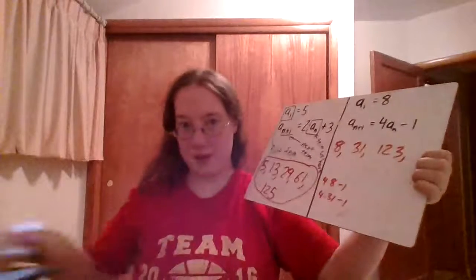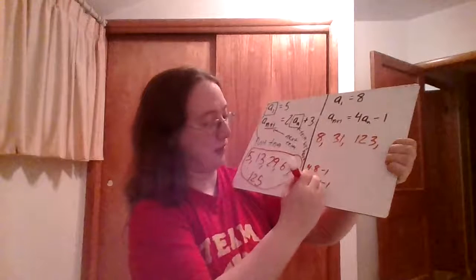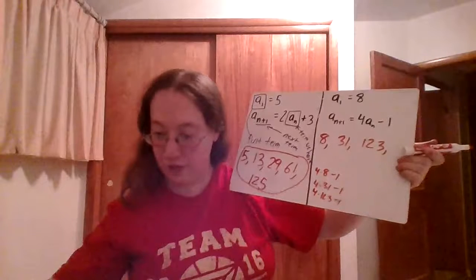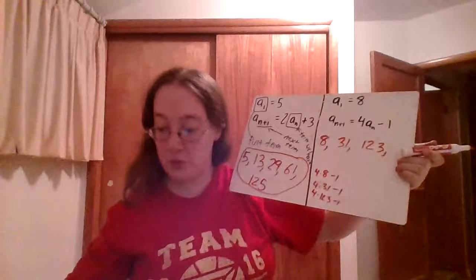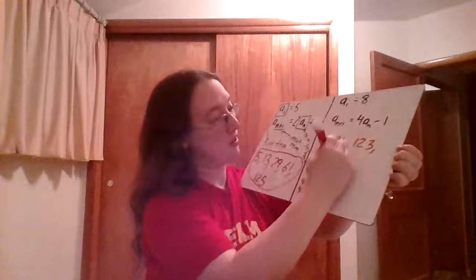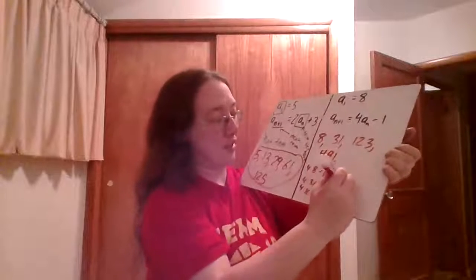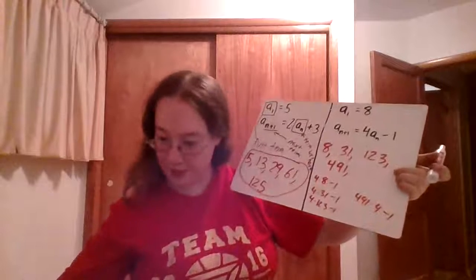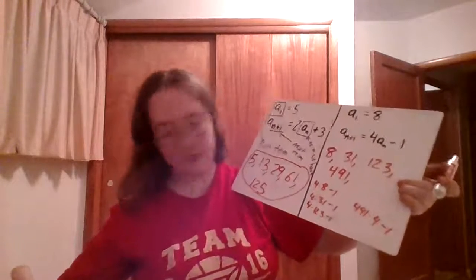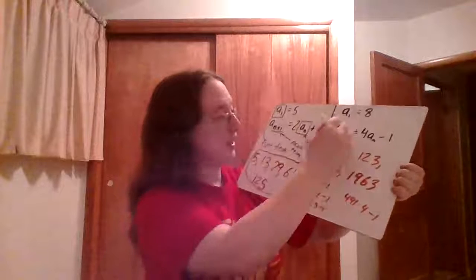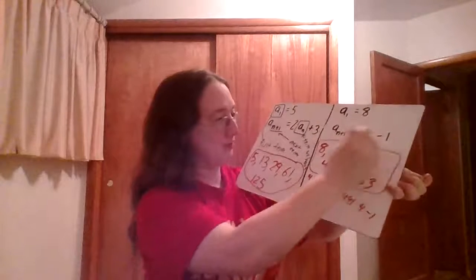And then we take 4 times 31, which is 124, minus 1 is 123. And this is where Miss P is going to grab her calculator. So now we're taking 4 times 123 minus 1. 4 times 123 is 492, minus 1 is 491. And then we take 491 times 4 minus 1. 491 times 4 is 1,964. Minus 1 gives us 1,963. Cool. So we got our first 5 terms.